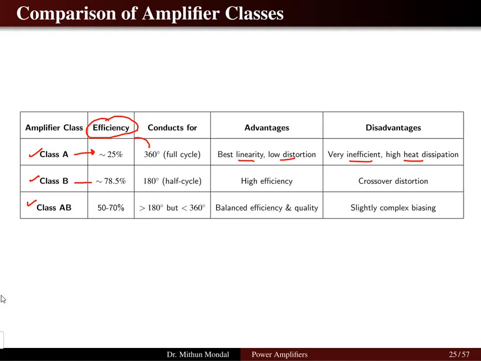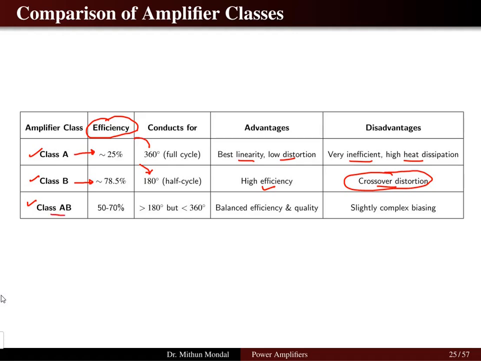Class B amplifier, the maximum efficiency is 78.5%. It will be conducting only for one half cycle, that is 180 degrees. It will be highly efficient but suffers from crossover distortion. Now, what is crossover distortion? We will discuss it a little bit later.